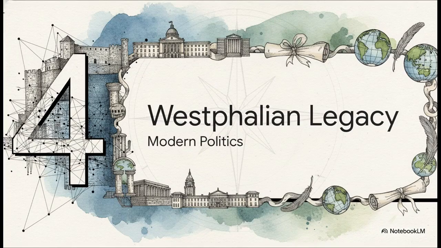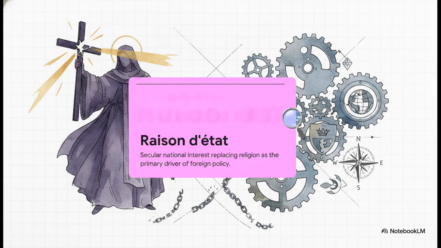Section 4. The Westphalian Legacy. That brings us to the actual matrix of modern international relations, the world we still live within today. Central to this legacy is the concept of raison d'etat, or the national interest. By stripping the Church of its supranational role as the ultimate arbiter of European politics, international relations became completely secularized.